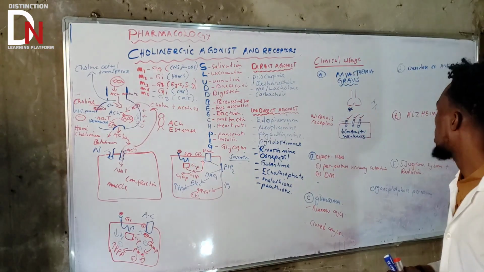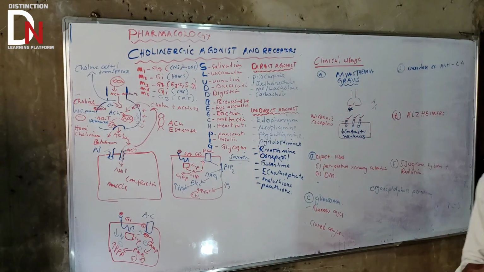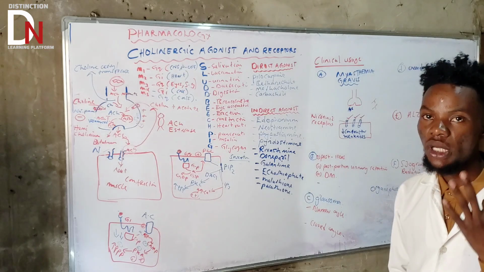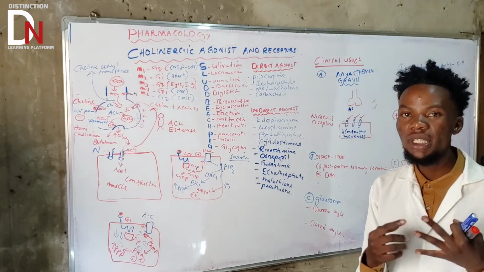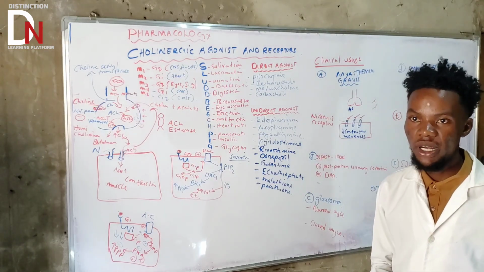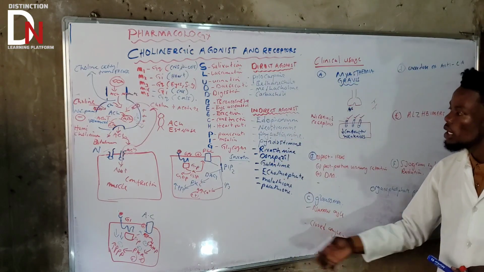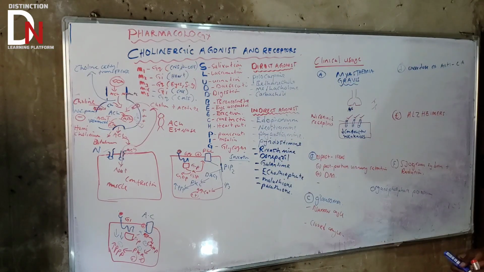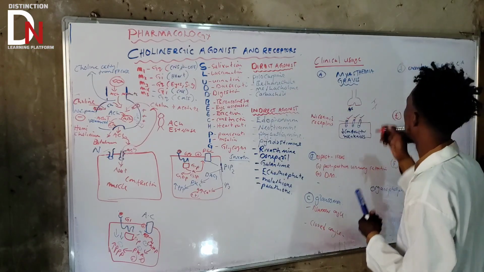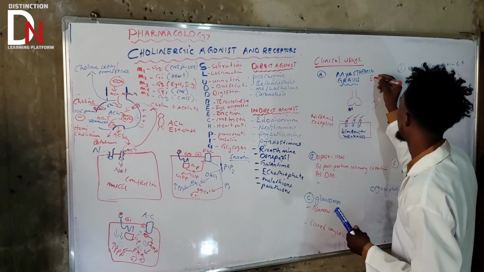Now, what are the drugs that are going to be used to treat myasthenia gravis? Basically there are 3 important drugs that you are going to utilize when it comes to treatment and diagnosis of myasthenia gravis. They are basically these indirect agonists. The first one is hydrophonium.